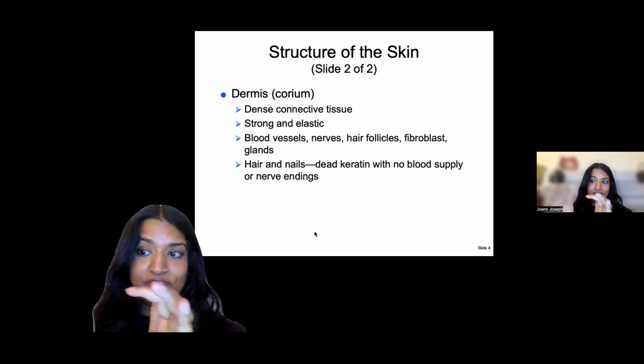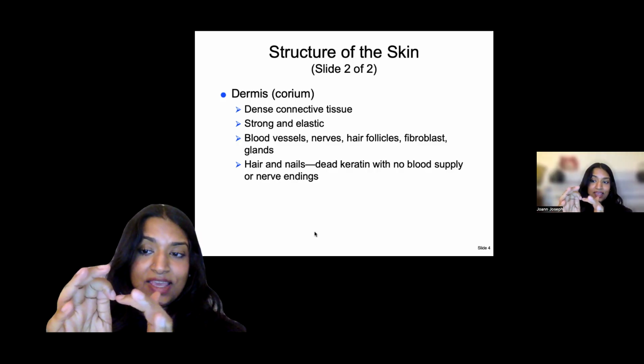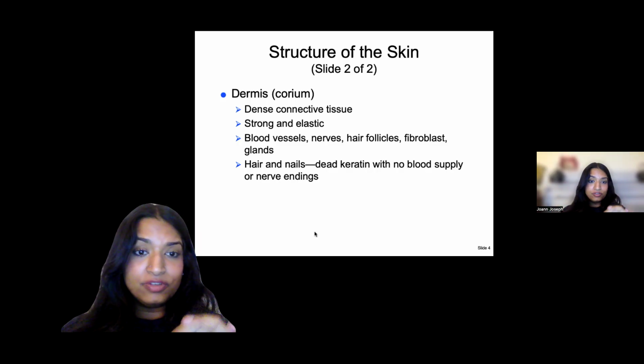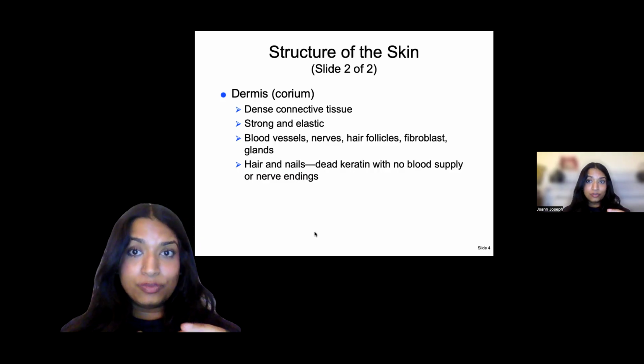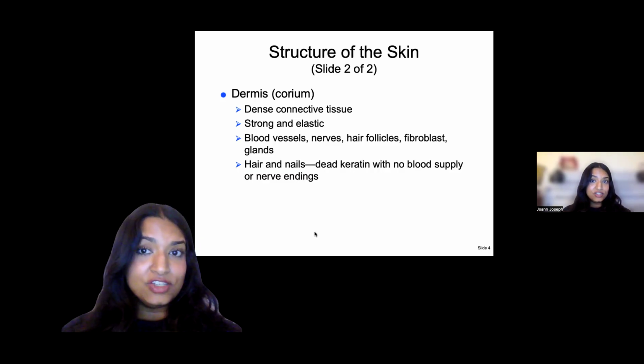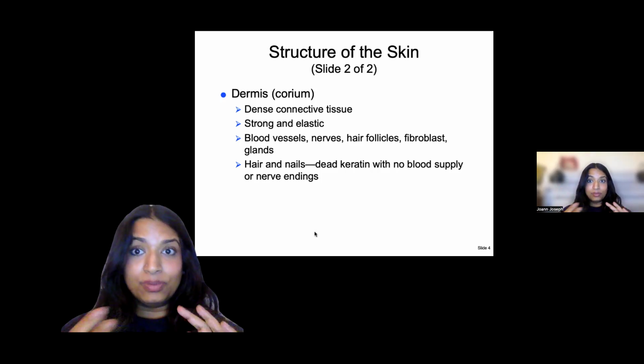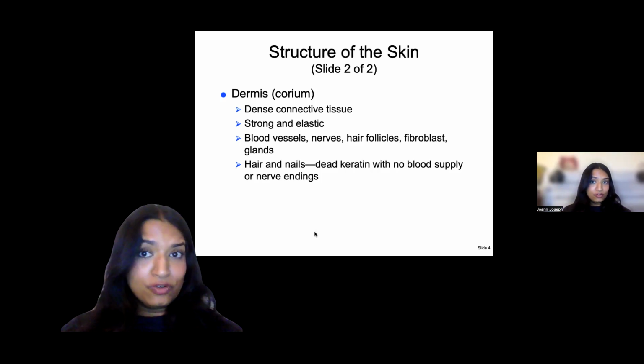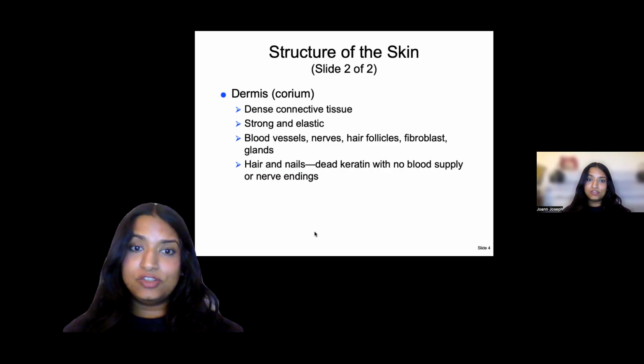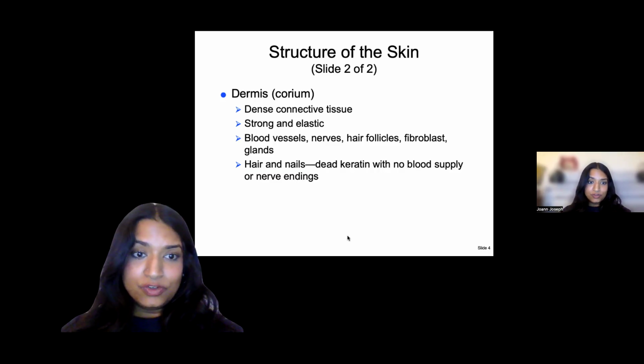Same with your nails, if you think about it. If I'm applying any type of pressure onto my nail, of course, if you put too much pressure, you're touching underneath what's there. But to the nail itself, if you squeeze it, if you apply any type of pain or pressure, you don't feel that really. You're not supposed to feel that because there's no blood supply there and there's no nerve endings. That's how you can remember that.